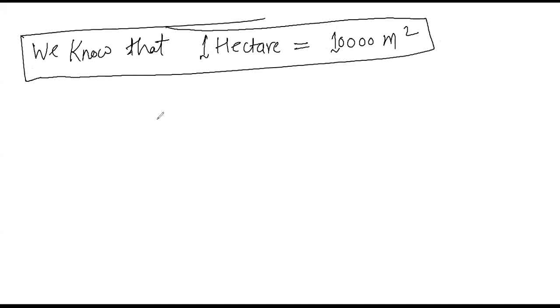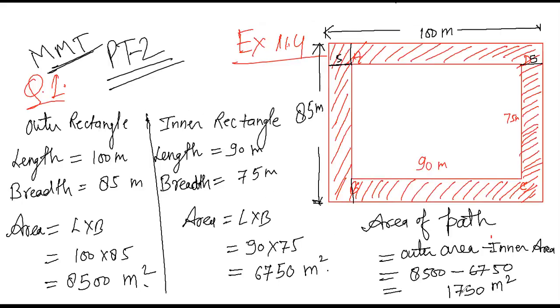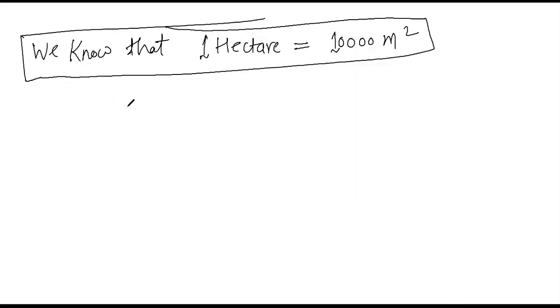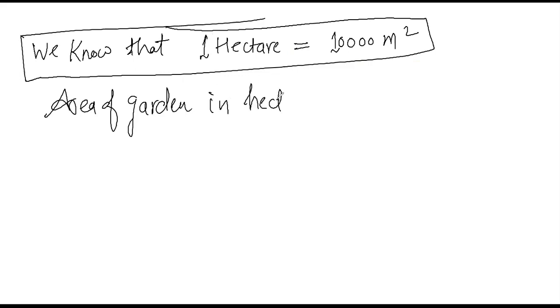Is it clear to everyone? Now we have to convert this answer 1750 to hectare. So tell me what we will do. Now, please tell me the area of garden in hectare. What we will do, beta? Anyone tell me, please? If you know, otherwise I will tell you. Area of park, 1750 meters square divided by 10,000 meters square.